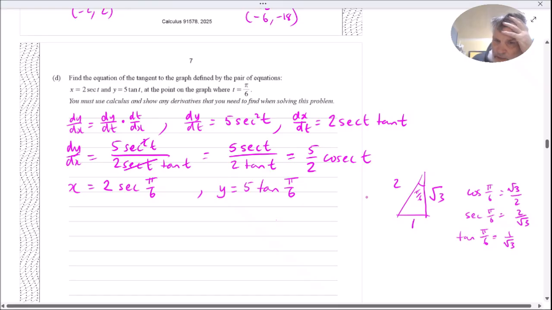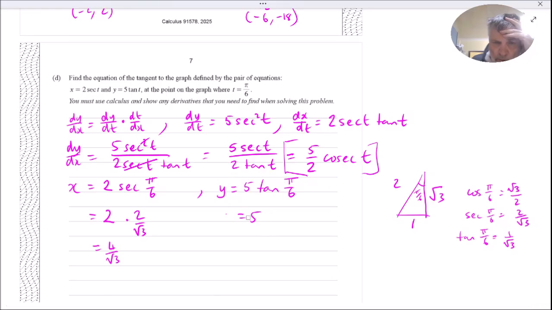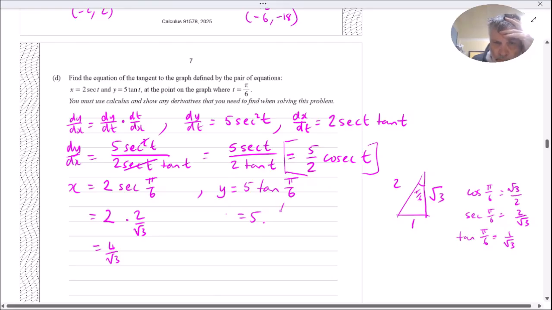We could do that in here, cosec if you like. Well, this is something you could do, but we can do all the calculations with sec and tan from here. So we get 2 sec pi over 6 is 2 times 2 over root 3. So that's 4 over root 3. And here, this is equal to 5 tan, tan is what we've just calculated, 1 over root 3. So this is 5 over root 3.